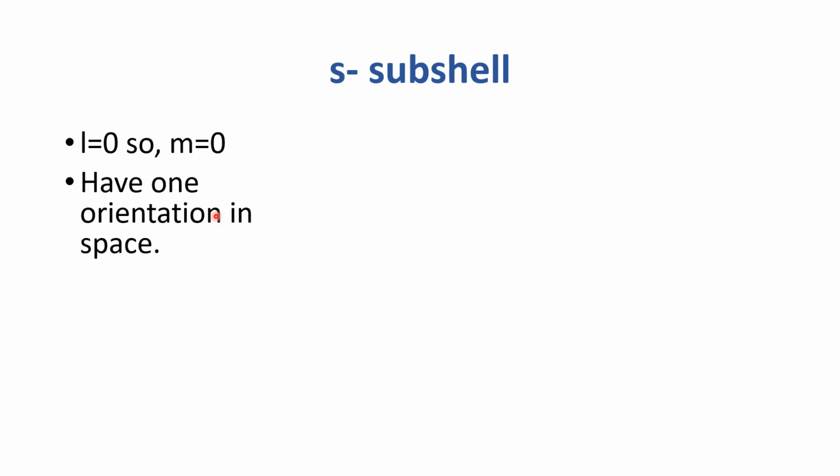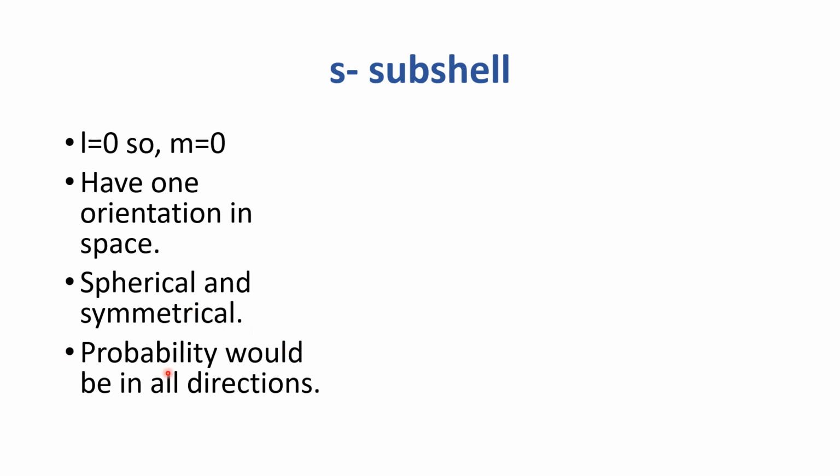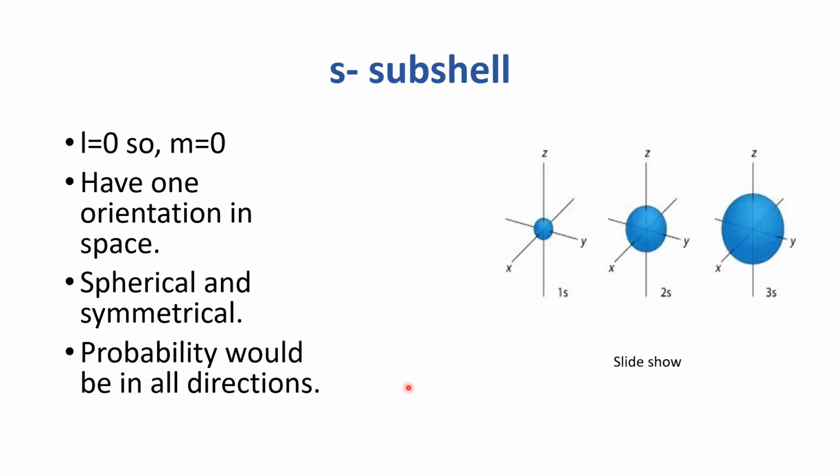Let's see the details of S subshell. For S subshell L equals to 0, so m equals to 0. Have one space orientation क्योंकि value क्या है 0, एक value है. Spherical and symmetrical in shape, probability would be in all directions. So here you can see एक ही space orientation है, it is spherical and symmetrical. That's why probability of finding electron would be in all directions.